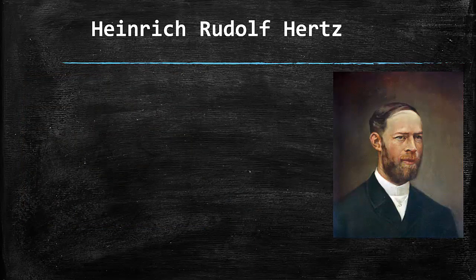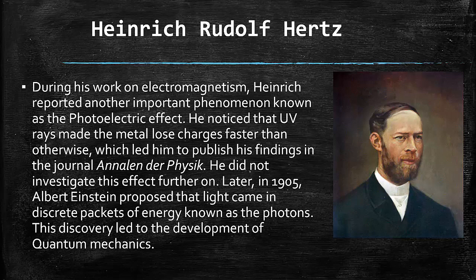Heinrich Rudolf Hertz. During his work on electromagnetism, Heinrich reported another important phenomenon known as the photoelectric effect. He noticed that UV rays made the metal lose charge faster than otherwise, which led him to publish his findings in the journal Annalen der Physik. He did not investigate this effect further.